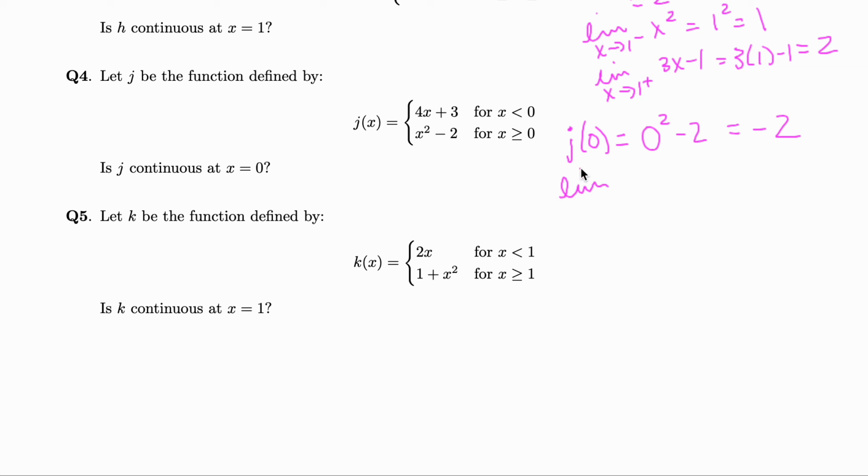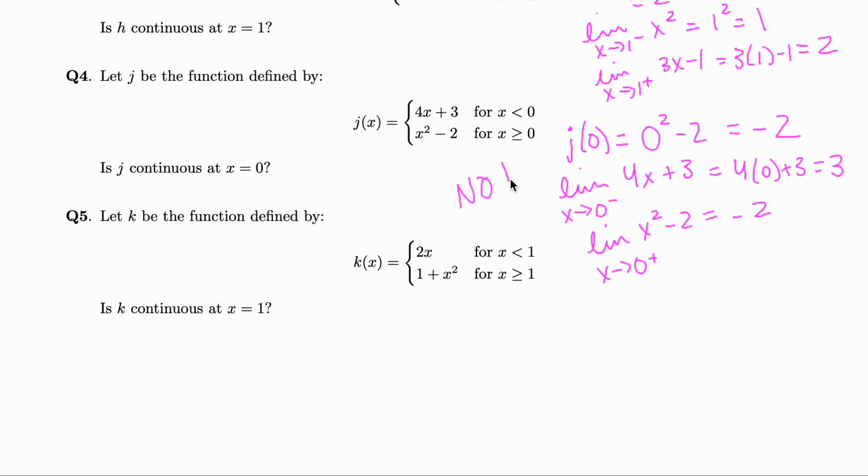Now let's take the limit as x approaches 0 from the left, which is going to be given by 4x plus 3. So it's going to be 4 times 0 plus 3, which is equal to 3. And again, this is not going to be continuous, we already know, but let's go ahead and check the limit from the right, which is again going to be the x squared minus 2, which is going to give us the negative 2. Kind of speeding through that because we already know it is not continuous.